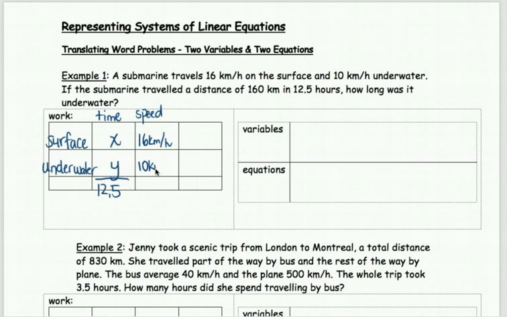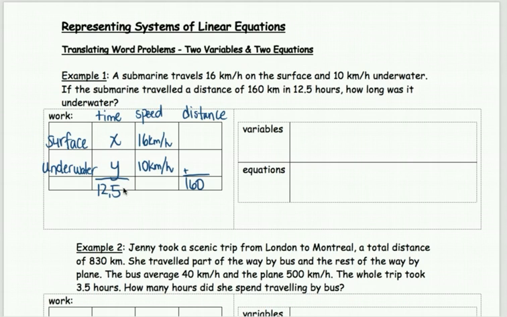So if you want, you don't have to write the units, but you can if you want, because in this one we're not going to build the equation. So anyway, we know that 16 kilometers an hour is how fast it can go at the surface of the water, and 10 kilometers an hour for when it's under the water. And then from there, it talks about if the submarine traveled a distance of 160 kilometers. So that's another factor here, right? So distance. Okay, so we don't know how far they traveled at the surface and how far they traveled when they were underwater, but we do know the total was 160 kilometers.